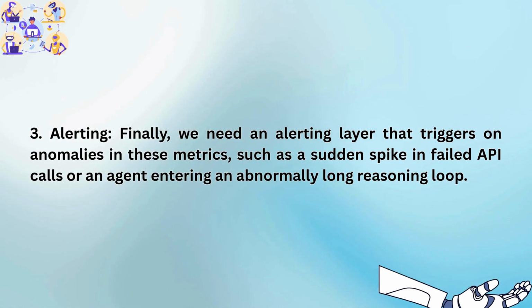2. Alerting. Finally, we need an alerting layer that triggers on anomalies in these metrics, such as a sudden spike in failed API calls or an agent entering an abnormally long reasoning loop.